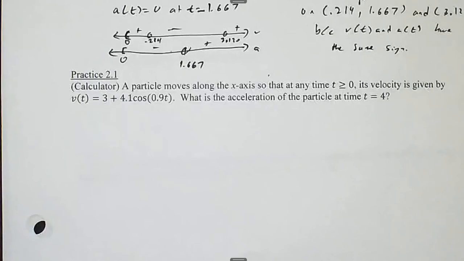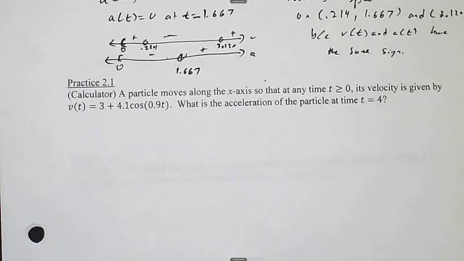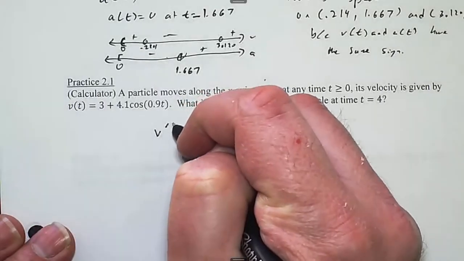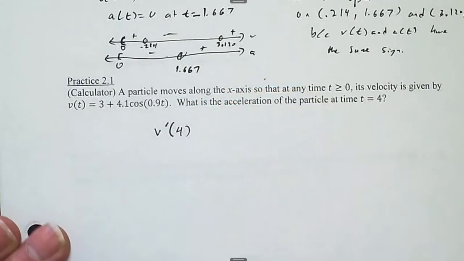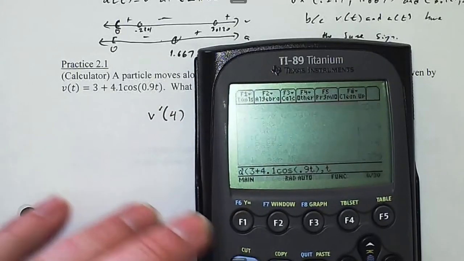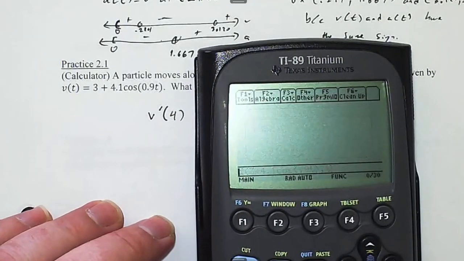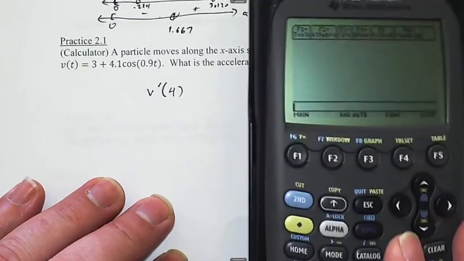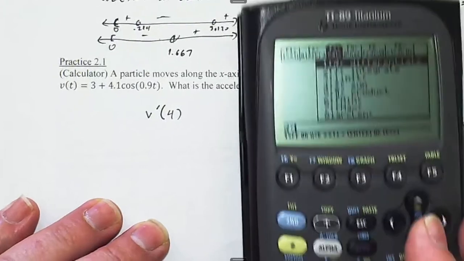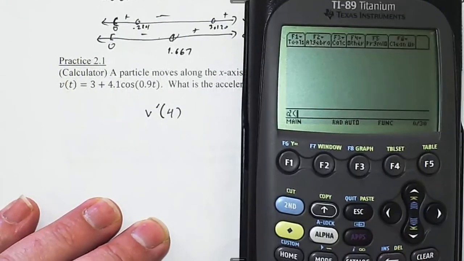Okay, for practice 2.1, a particle moves along the x-axis so that at any time t greater than or equal to 0, its velocity is given by that value. We want the acceleration at time t equals 4. So we're going to evaluate v prime of 4 because the derivative of velocity is acceleration. And it's important to me that you practice typing that in on a calculator. The way that you find a derivative is second 8 or under the calculus menu, differentiate. Then you type in your equation.